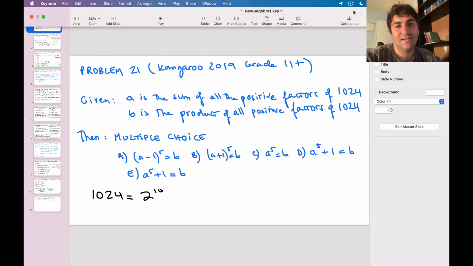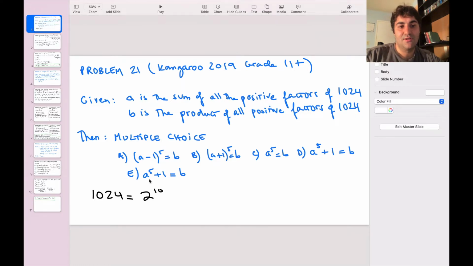So let's go ahead and solve some algebra problems from some math competition. So let's look at this problem 21. Given A is the sum of all positive factors of 1024, B is the product of all positive factors of 1024, then we have these multiple choice answers and we have to pick the right relation.